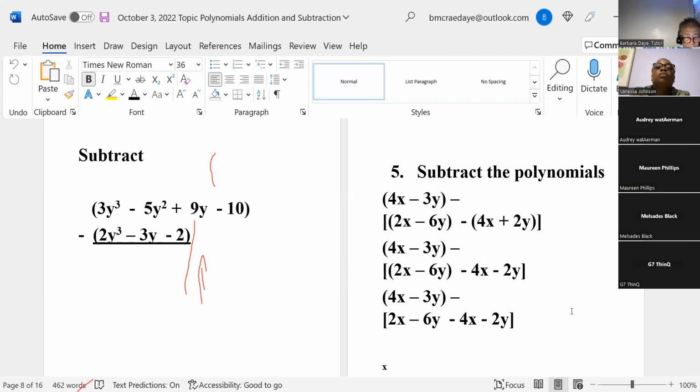So I don't have anything to do with the others on the right-hand side? I don't understand that. Okay, what's your question, Audrey? We're only dealing with the 2x minus the 6y minus 4x minus 2y? Yeah, and remember that's being subtracted from this expression. That's why I repeated it. So combine the x's and the y's in the bracket. What do you get?